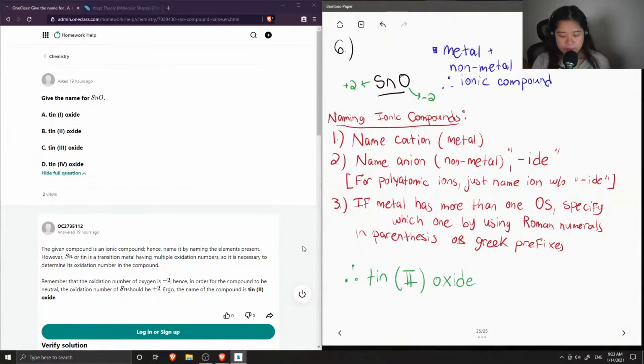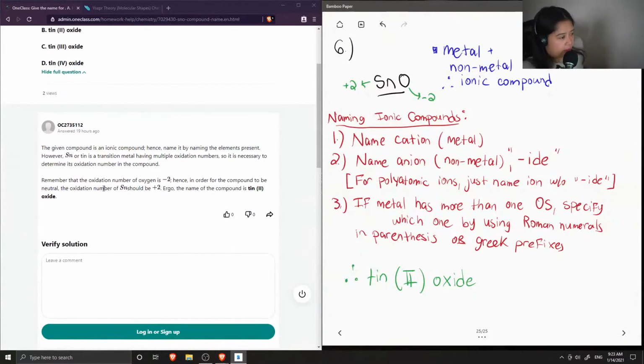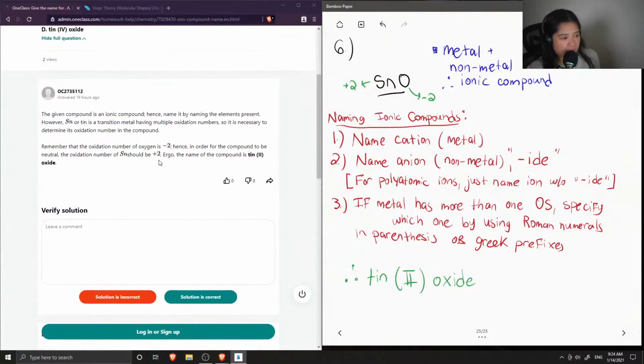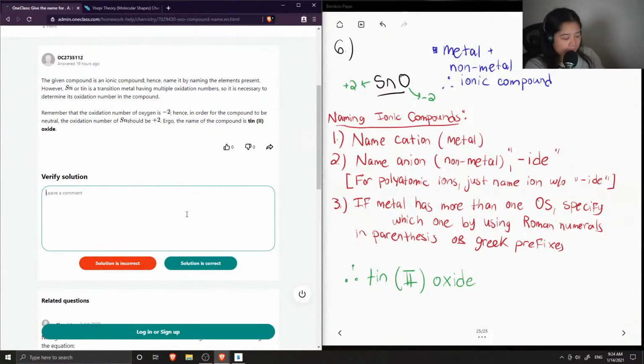Okay, so now let's see what the junior tutor said. "Given compound is an ionic compound, hence name it by naming the elements present. However, tin is a transition metal having multiple oxidation numbers, so it's necessary to determine its oxidation number in the compound. Remember that the oxidation number of oxygen is -2, hence in order for the compound to be neutral, the oxidation number of tin should be +2. Ergo, the name of the compound is tin 2 oxide." Okay, so this solution is correct.